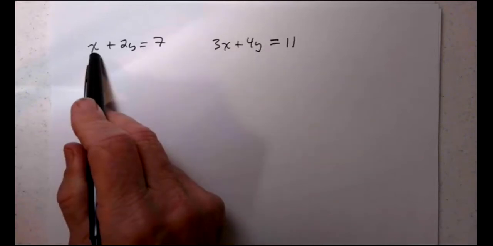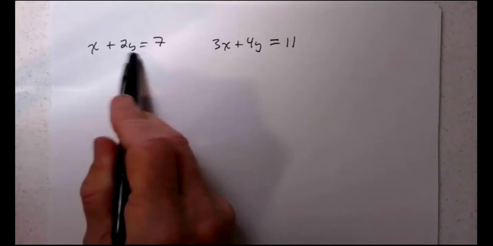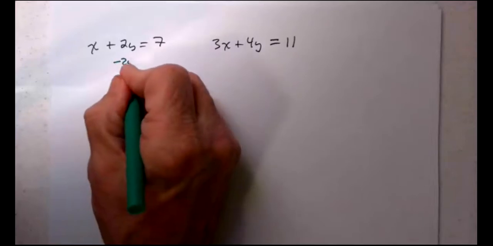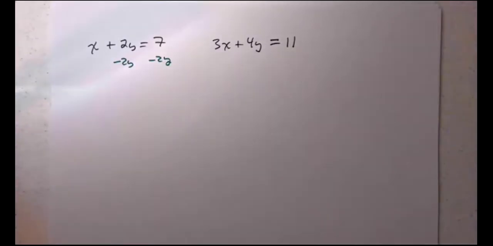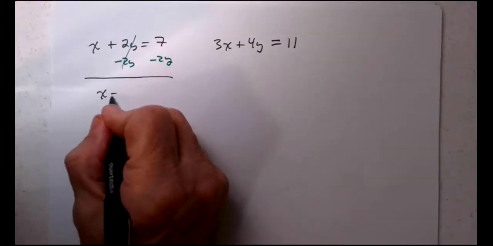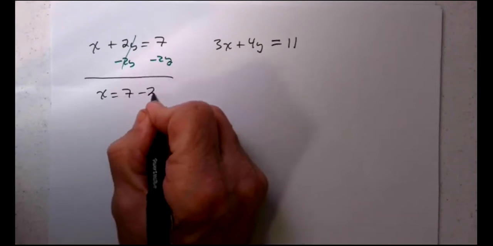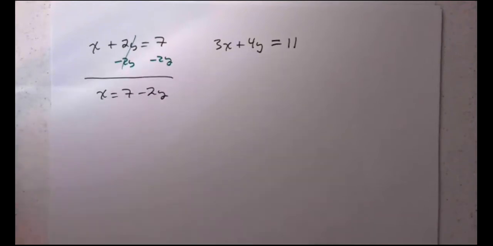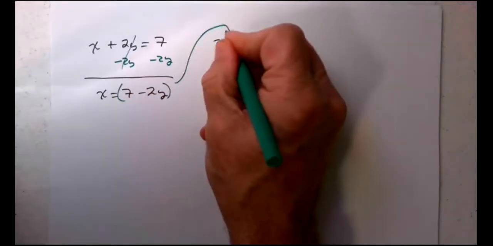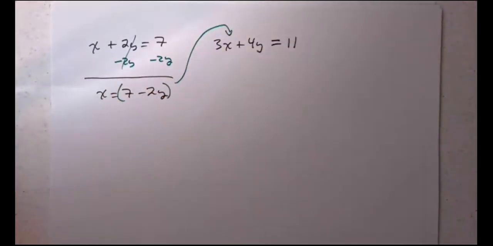And this x is by itself, it has a coefficient of 1, so it'll be the simplest one to solve for. So if I solve for this x, we'll subtract 2y from both sides. And then the 2y's go away, and I get x equals 7 minus 2y. So I've isolated one of the variables. So I'm going to think about it being in parentheses, x is 7 minus 2y, and I'm going to plug it in for x in the other equation up there.